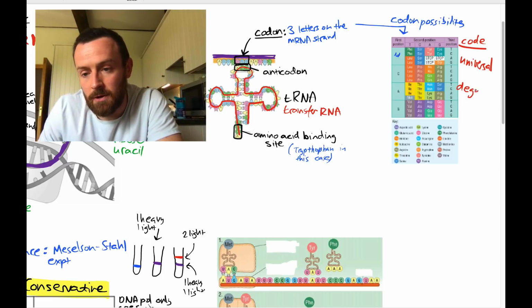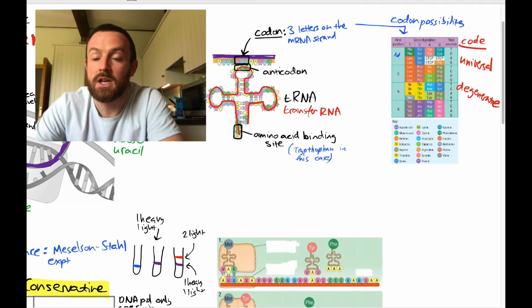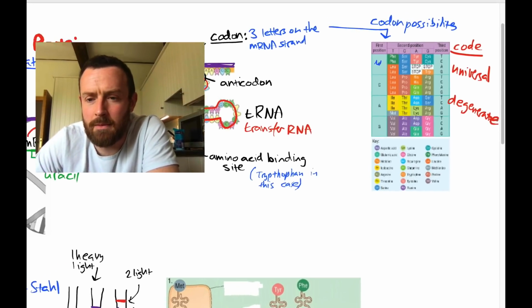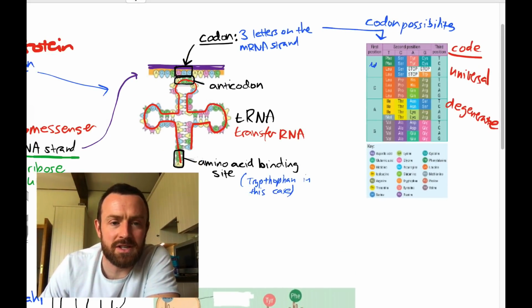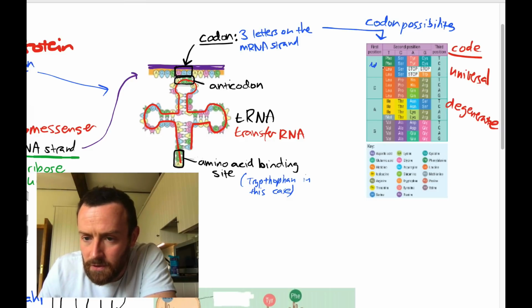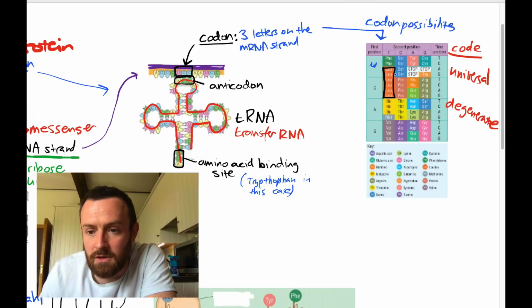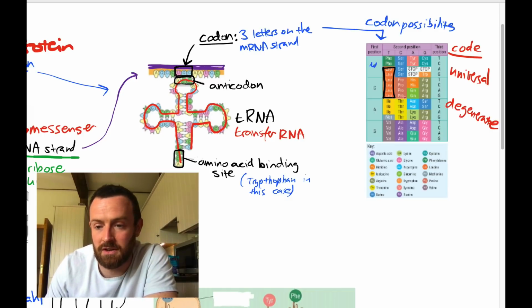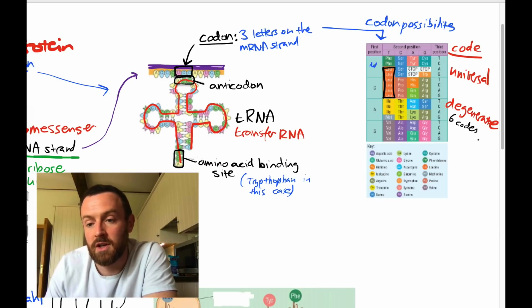Now degenerate means that there are multiple codes for one amino acid. For example, if you look on this little thing here, you'll see that leucine has loads of different codes for it. So this whole box there, leucine has got 1, 2, 3, 4, 5, 6. There are 6 different possible codes that will give you the amino acid leucine, for example. Now you don't need to know that, it's just an example of what this word degenerate means.